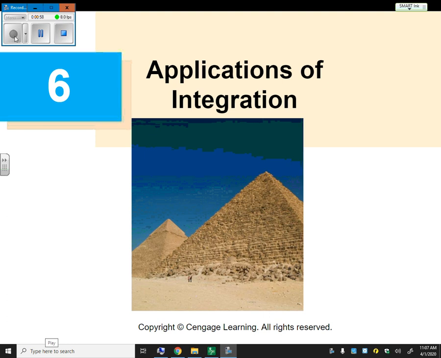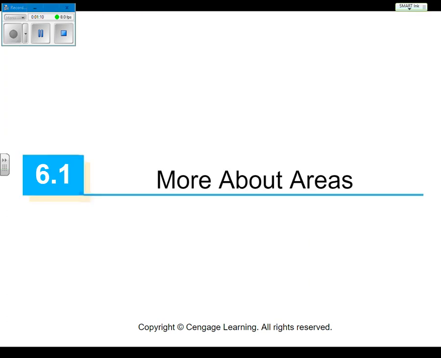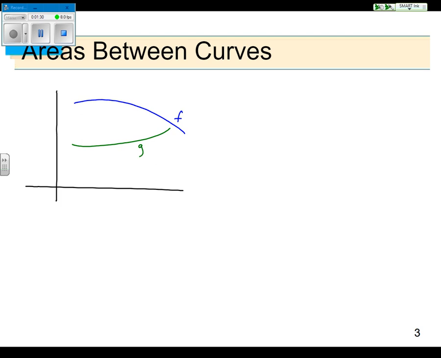So all of this integration that we've been talking about with the fundamental theorem of calculus, the definite integrals, the indefinite integrals, and the U substitution, all of that, where does it play a role in the math world? Well, we can do a little bit more with areas than we've already done with the definite integral. So we can actually find the area between two curves. I'm just going to make up two curves. I'm going to have a blue curve just hanging out right here. We'll call it F, and we'll have a G curve down here.